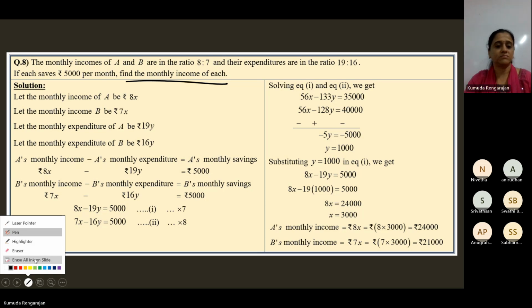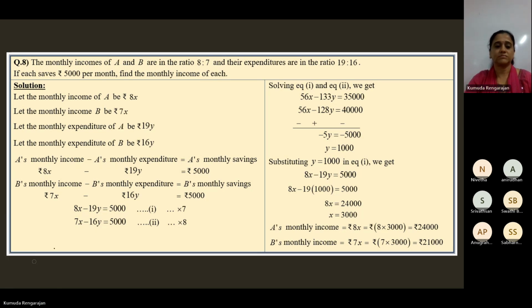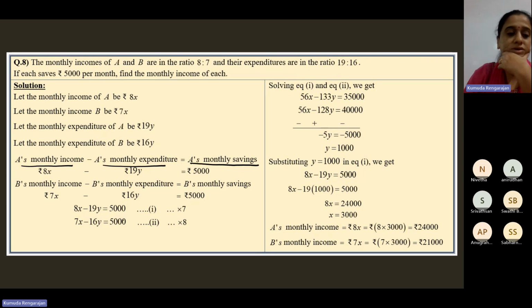Correct? Everything will be explained clearly, written, mentioned here clearly. See here, A's monthly income minus A's monthly expenditure is A's monthly savings. B's monthly income minus B's monthly expenditure is B's monthly savings. Okay.